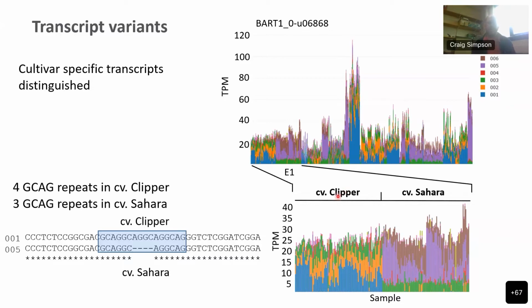So you've got the quantification where you can see the difference here between the cultivar Clipper and cultivar Sahara. And you can see that all the way through the different sample sets. The difference here is this 4 base pair indel that you can identify. So it's a really nice way of looking at the effect on transcripts from different cultivars.